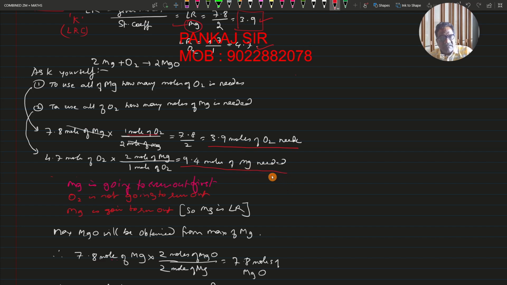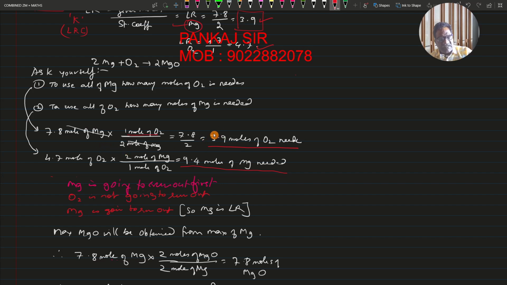But this is something which is creating a problem. You don't have 9.4 moles of magnesium for the oxygen to react. Okay, you have only how much? 7.8. Right. So here you will get a clue. One of the reactants is in excess and the other one is in limiting quantity. So the rule says that whichever gives you the smaller value, the corresponding reactant will be the limiting reactant.